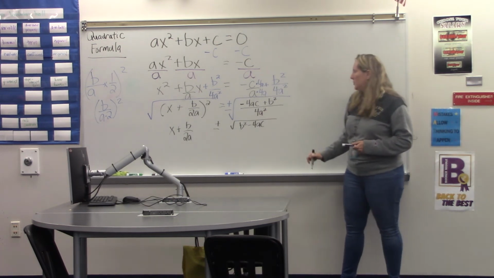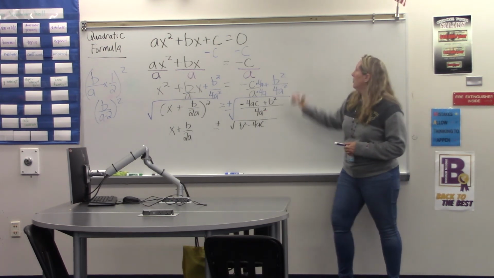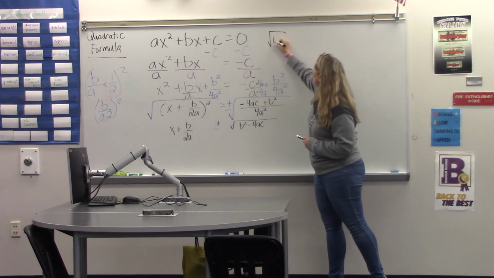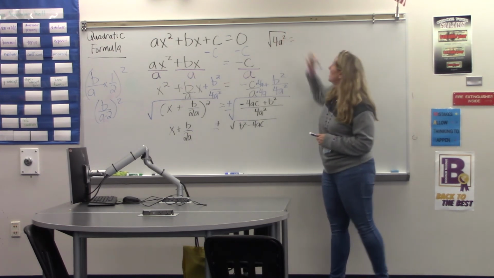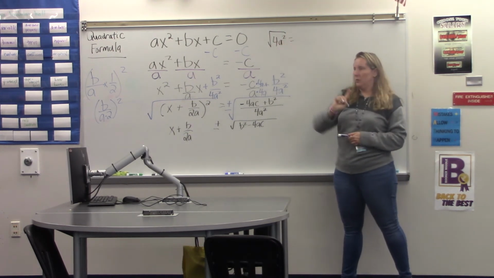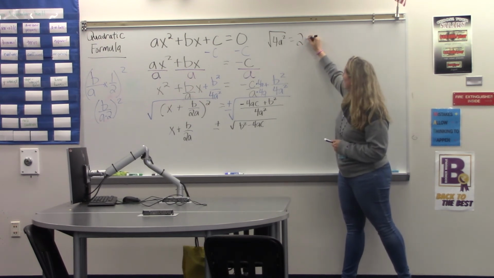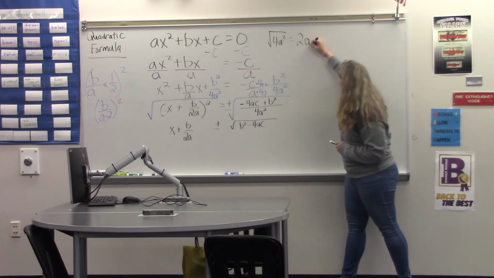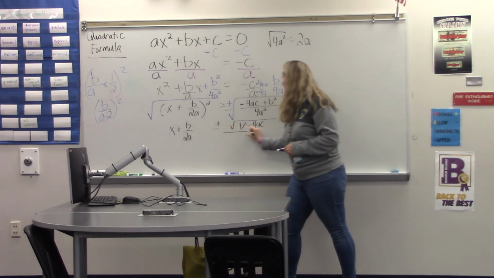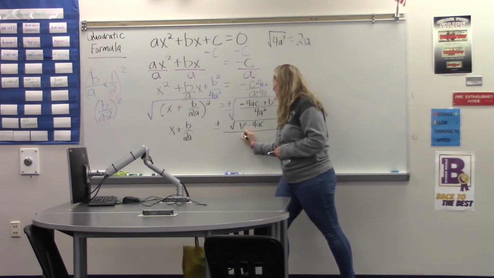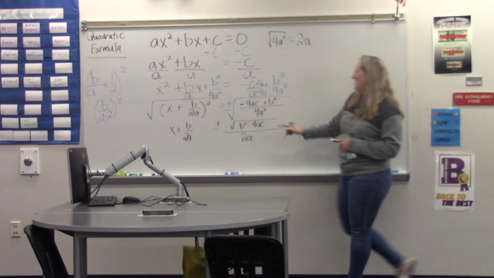Yeah. What would the square root of 4a squared be? Would it be 4a? Wait, what's the square root of 4? 2. What's the square root of a squared? A. 2a. Yes. Sorry, did you say that? Ms. Rose, just seeing if you're paying attention. I was. Okay. So that would be 2a.